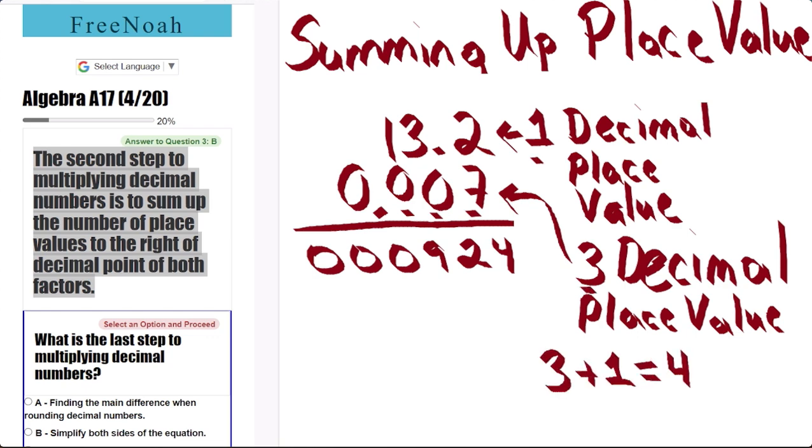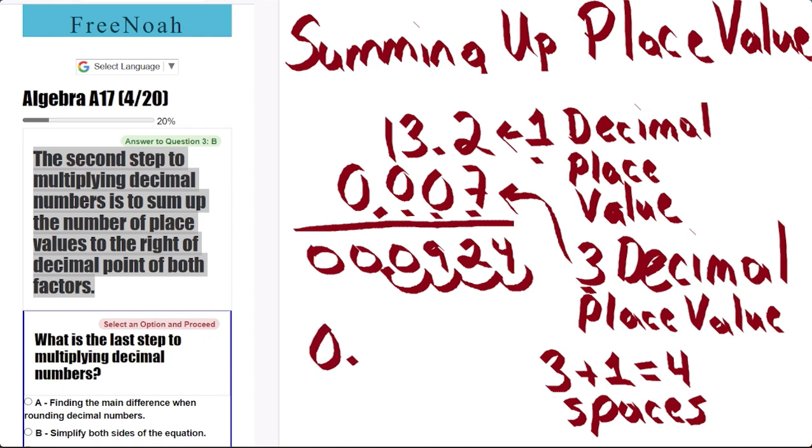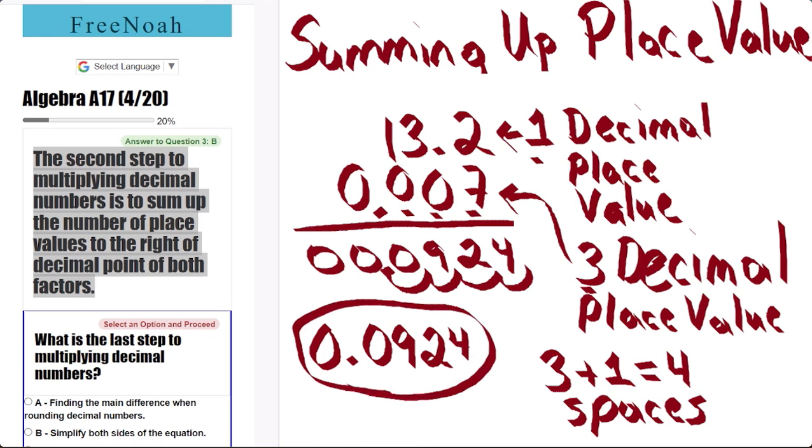Now this 4 is going to signify how many spaces we need to jump from right to left. So 1, 2, 3, 4. And now we place our decimal point right here. So we have 0 and 924 10 thousandths.